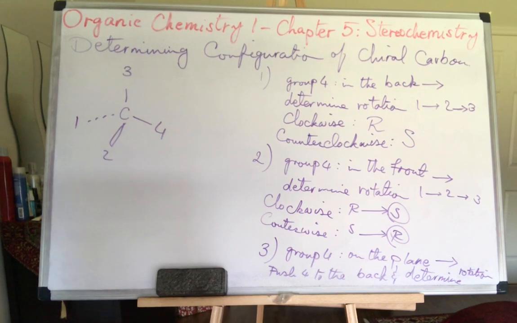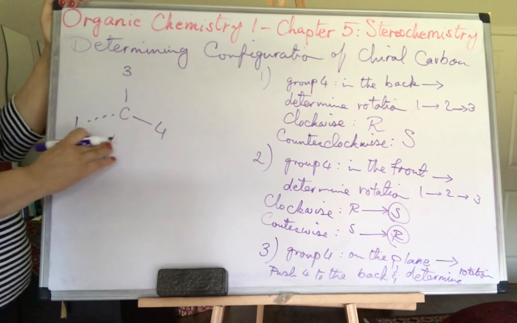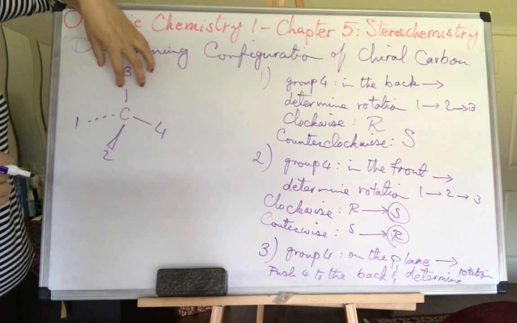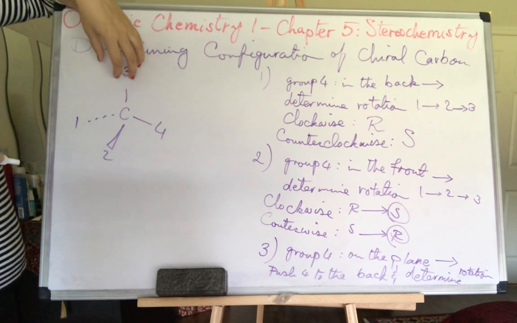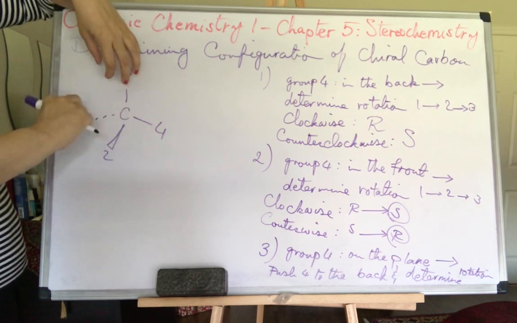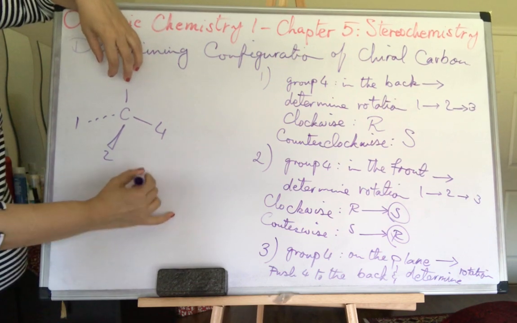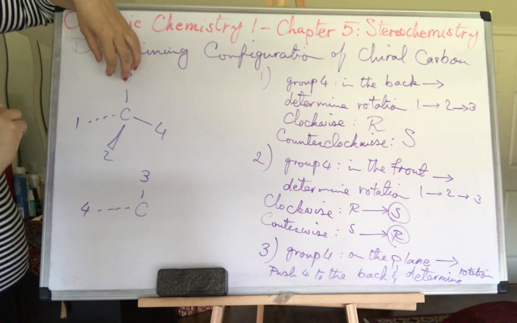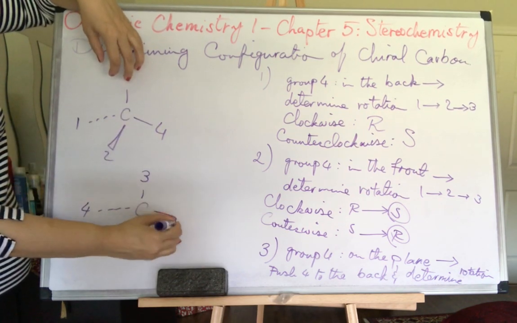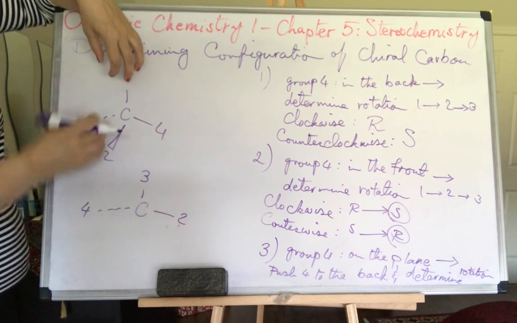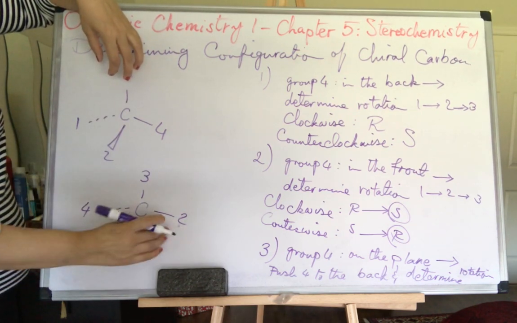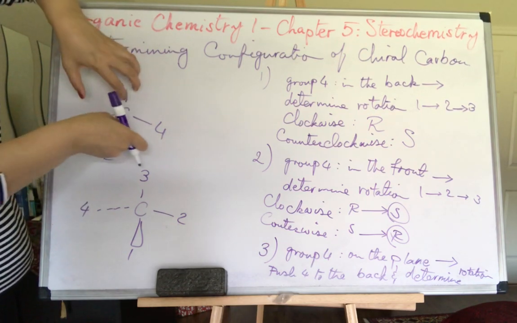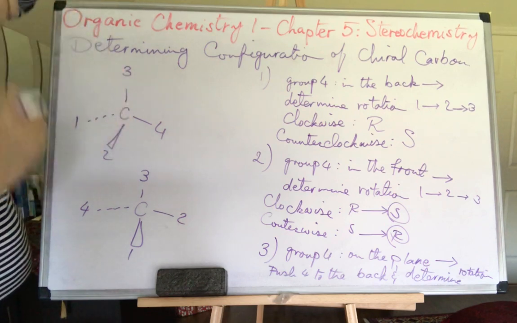All right, so where is the least priority group? Group 4 is on the plane. So as if I am holding the other groups on the plane in hand and pushing 4 to the back. So let's do it. 3 is in my hand. I'm pushing 4 to the back. What happens? 2 goes here and 1 comes to the front, right? Just a little bit to push 4 to the back. So 2 goes there and 1 comes to the front.